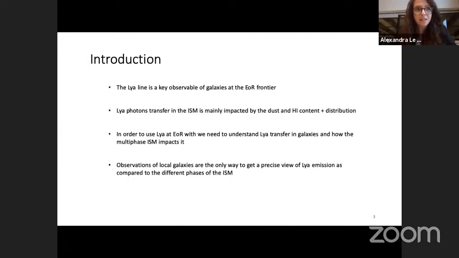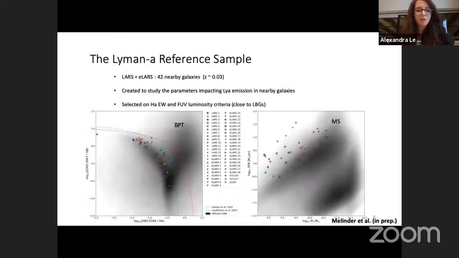So the thing is that we can't really get good observations of H1 and of the 21 centimeter emission, which is the best tracer of the H1, at high redshift. So the observations of local galaxies are the only way to get a precise view of how the Lyman alpha emission is impacted by different phases of the ISM. And that's exactly why the Lyman alpha reference sample has been created.